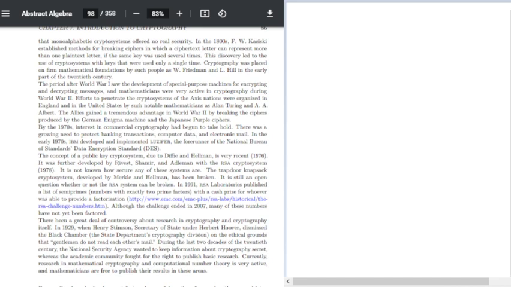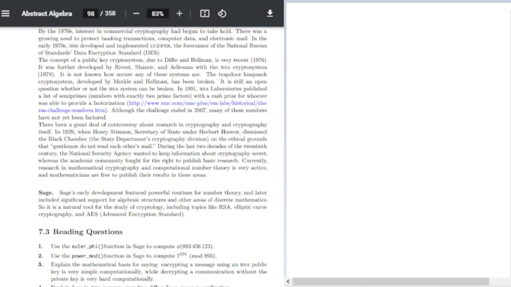In 1991, RSA Laboratories published a list of semi-primes, numbers with exactly 2 prime factors, with a cash prize for whoever was able to provide a factorization. Although the challenge ended in 2007, many of the numbers have still not yet been factored. There's been a great deal of controversy about research in cryptography and cryptography itself.